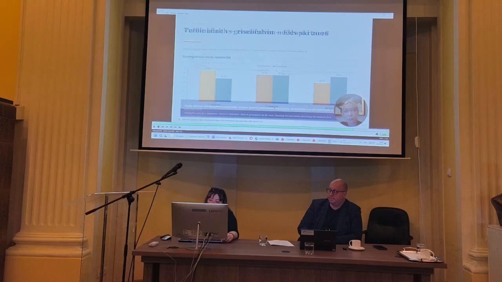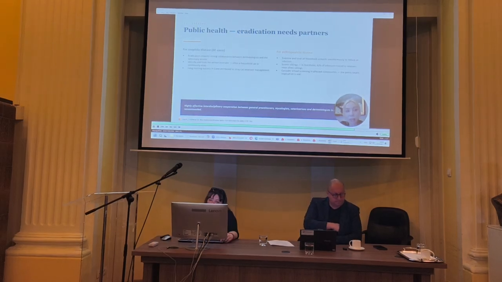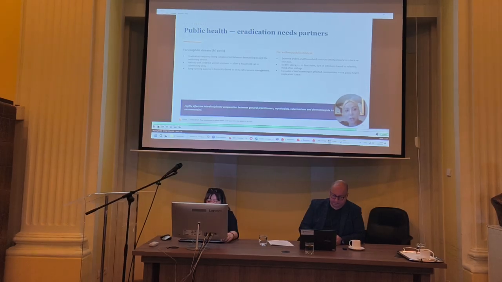The mission of public health is eradication, but eradication needs partners. For zoophilic disease, collaboration is needed between dermatologists and the vet service. For anthropophilic disease, examine and treat all household contacts simultaneously to reduce reinfection. Highly effective interdisciplinary cooperation between general practitioners, mycologists, veterinarians, and dermatologists is strongly recommended.